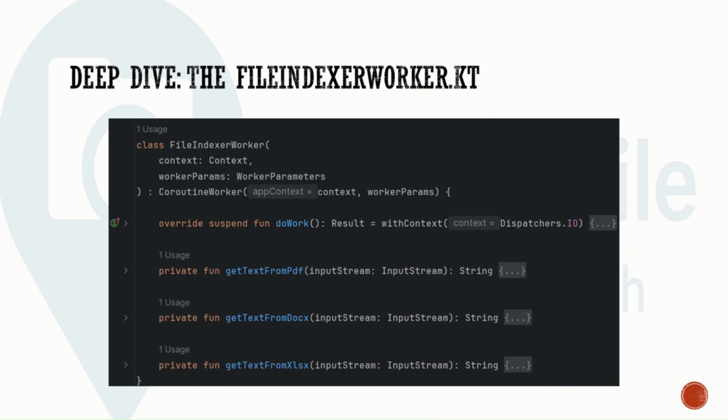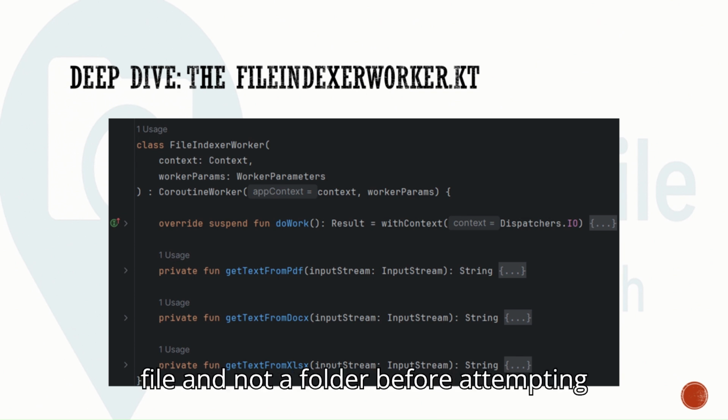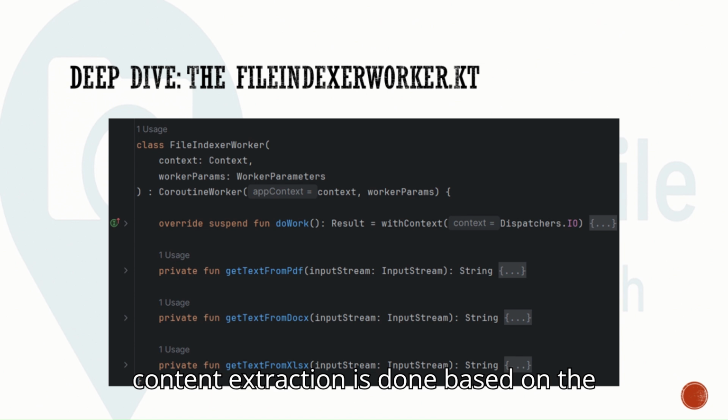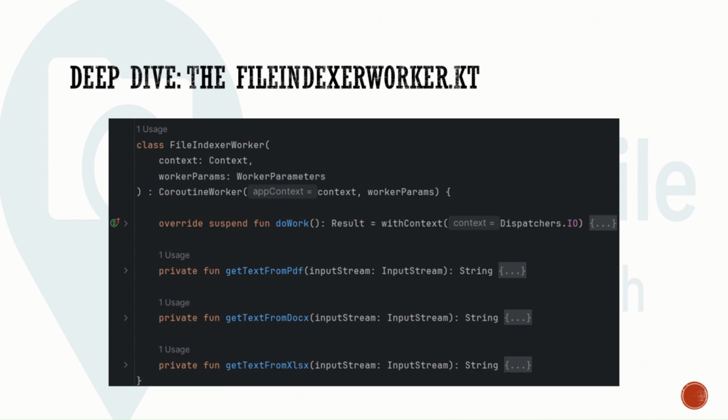Then second, it iterates through the files. The code gets a list of all files inside the specified folder. It then iterates through each one, checking if it is a file and not a folder before attempting to process it. Then third, content extraction is done. Based on the type of the file, and we have defined the helper functions, the worker uses different methods to extract its content. For example, for images, it uses the text recognizer helper to perform optical character recognition.